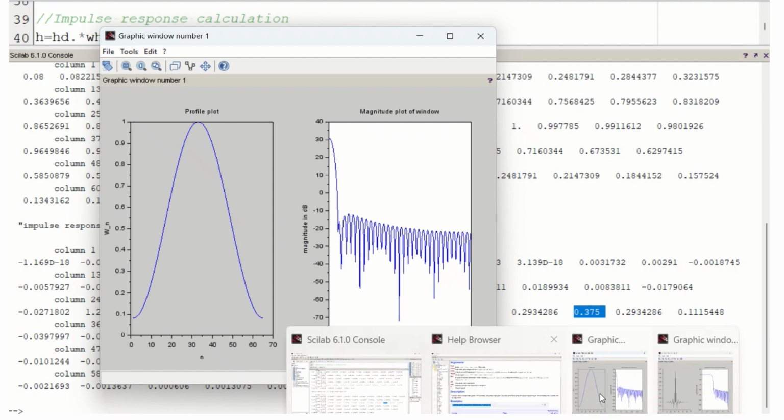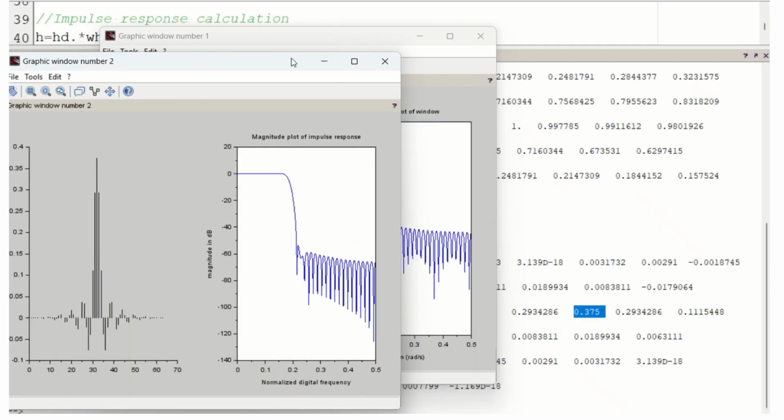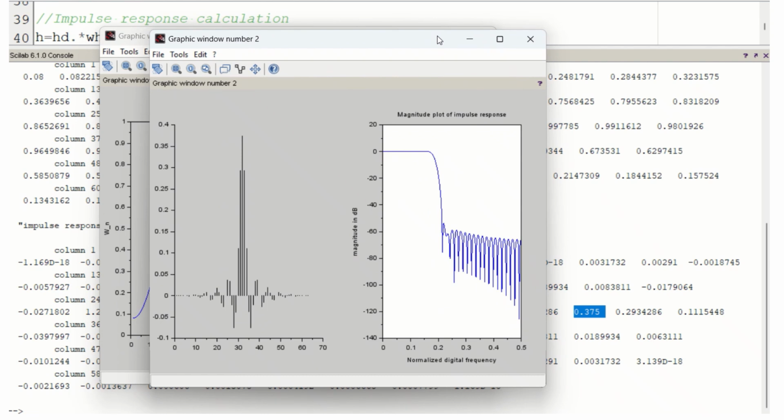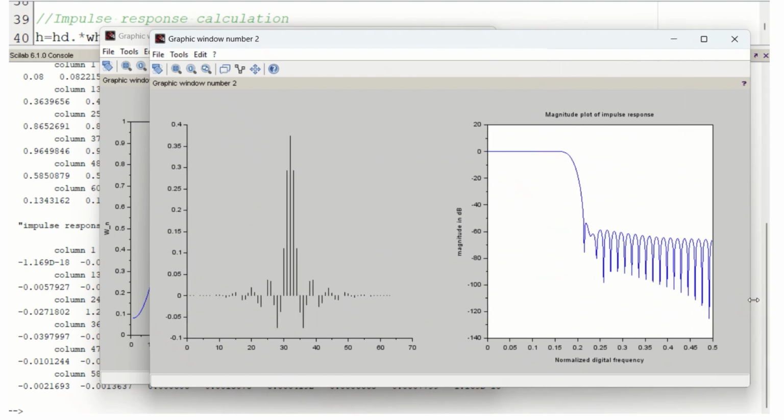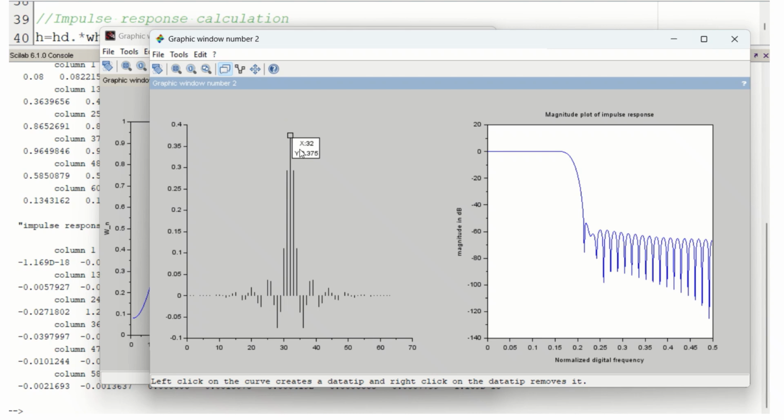Now the final function, after multiplying the window function and hd of n, this is the answer we are going to get. And if we elaborate on it, we can identify that at the midpoint, that is at location 32, we are going to have the highest value, that is 0.375, and on either side we are going to have the same value, as we can observe over here, 31 and 33 same values. Like that we can keep comparing the values over here, right?